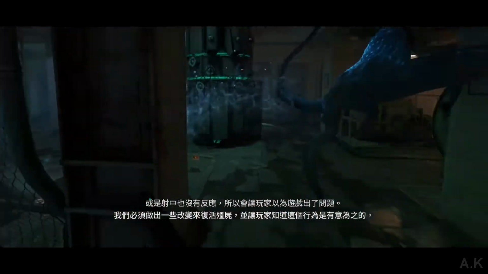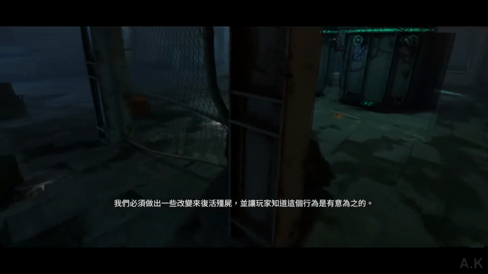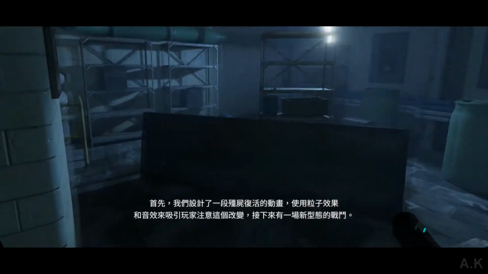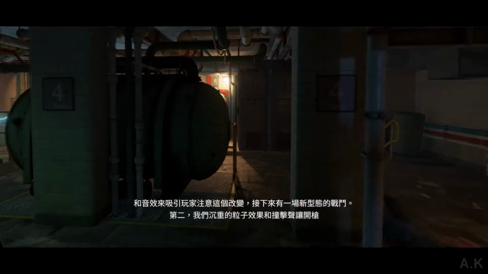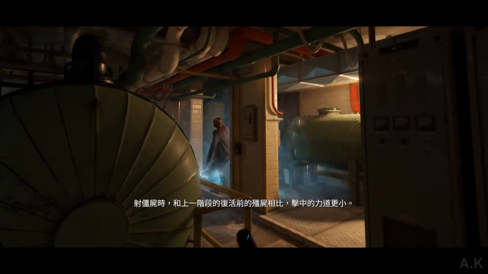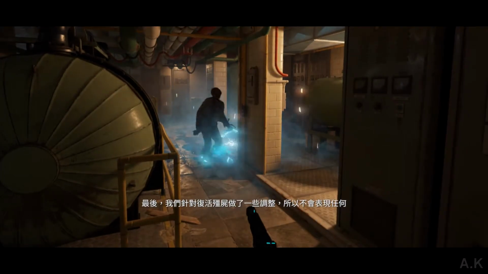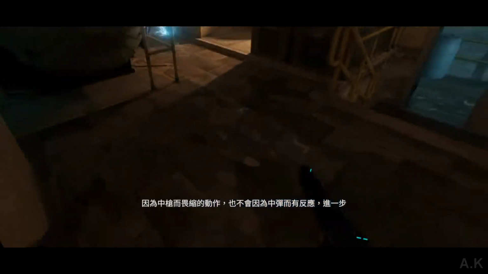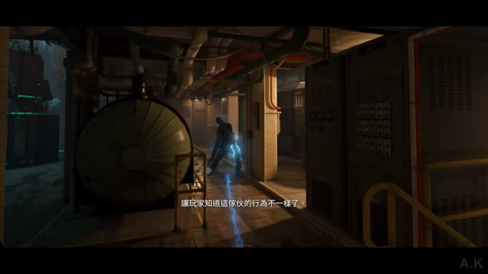We had to make a number of changes to revived zombies to train players that this behavior was intentional. First, we designed the revived zombies' introduction animation to use particle effects and audio to draw attention to the changes that result in this new type of combat. Second, we substituted in dull particle and impact sounds to make shooting the zombie feel less impactful than it did in previous encounters with ordinary non-revived zombies. And finally, we modified the revived zombie so that it doesn't play any flinch animation or respond to bullet impacts, further communicating to players that its behavior is different.